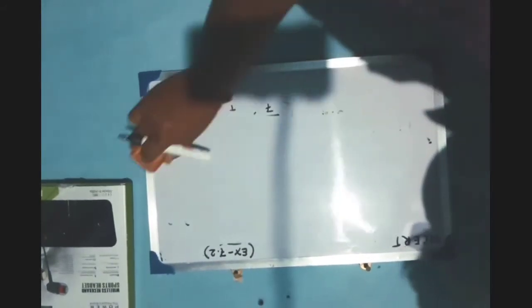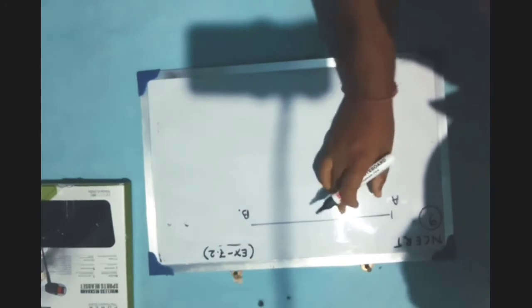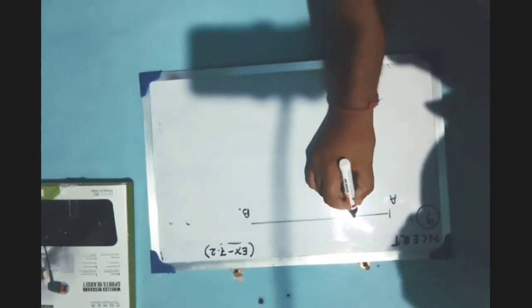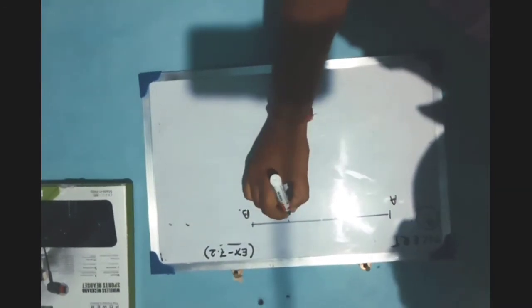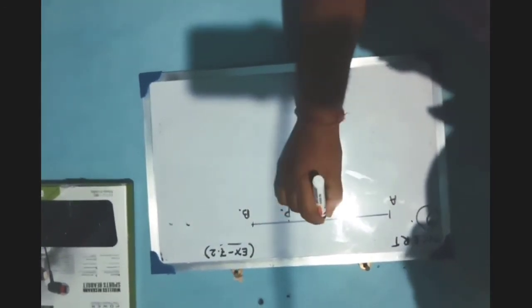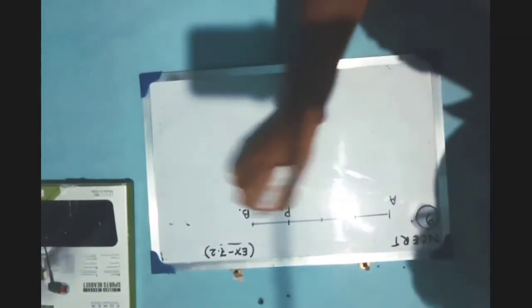Question number 9. AB, one line segment. Now I am taking one point P. First I will divide it into 4 equal parts, so this one, this one, this one, and this one. Next I am taking P as a point over here. So we can see that P divides AB in 4 equal parts.